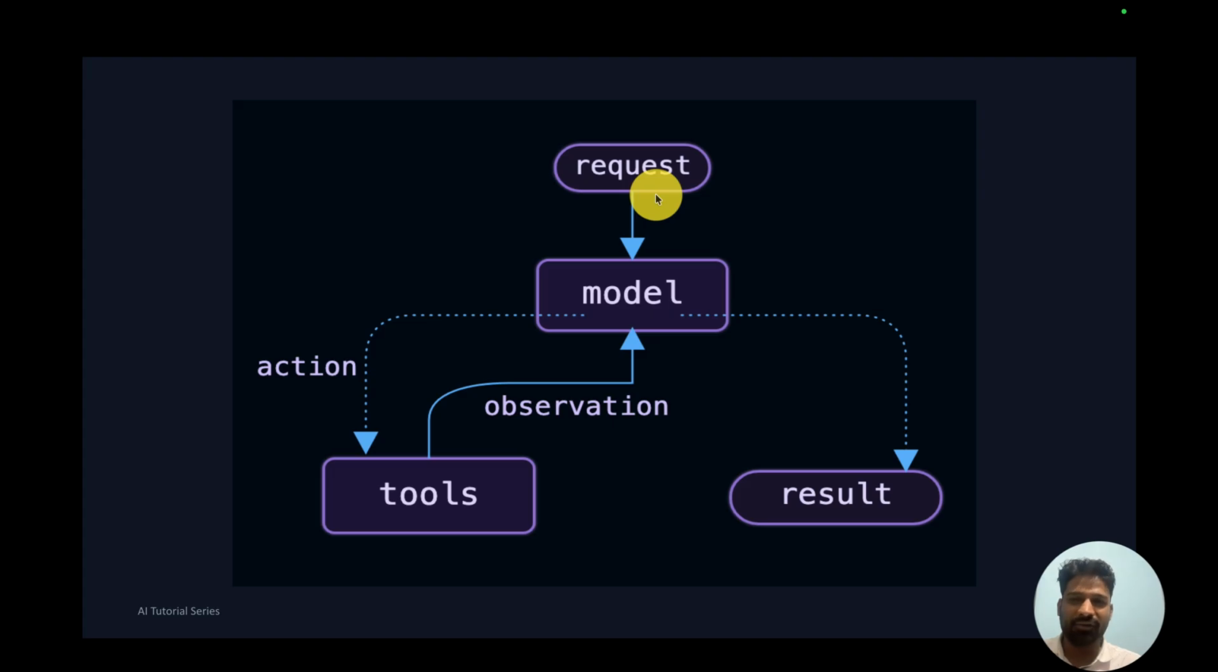I hope by now you have understood this picture where we are giving a request to the model. The model is thinking and deciding whether it needs to execute any tool or directly give the result. If it needs to execute the tool, it executes it and observes its result. And on observing the result, it can again decide whether it needs to execute the tool again or just give the result directly. So that's what an agent is.